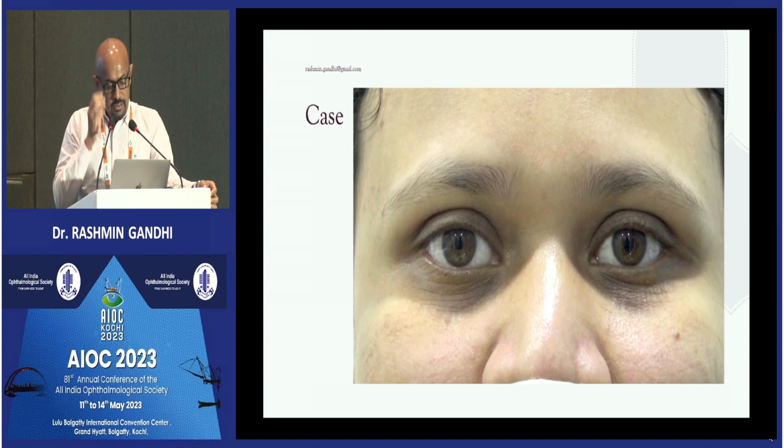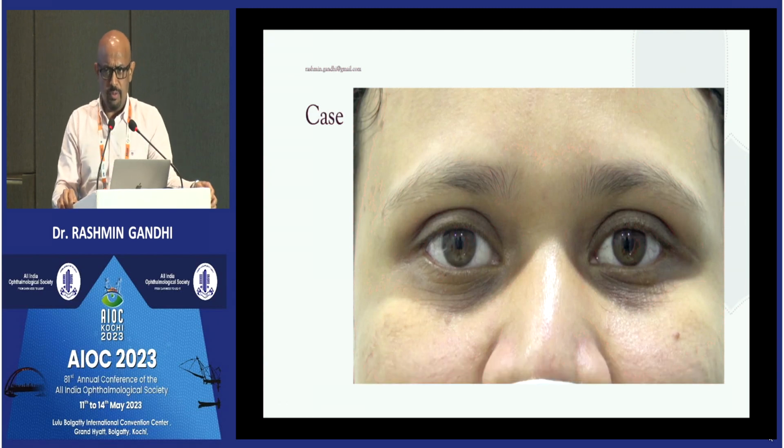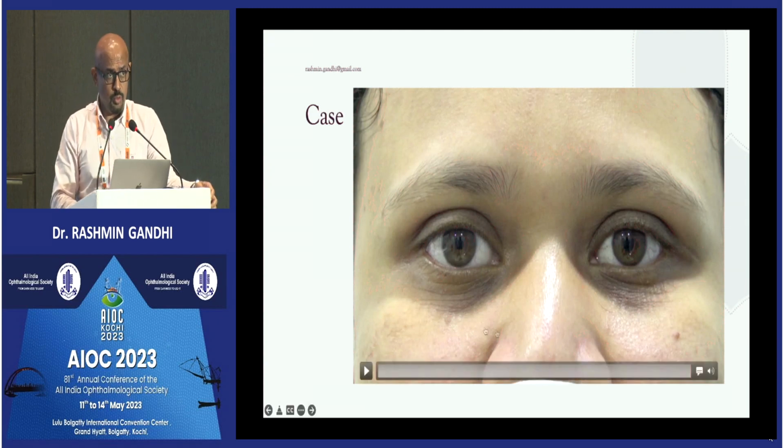Now, these are some of the other cases. A patient complaining of a near vision problem, a 40-year-old female, obviously in the presbyopic age group, so she was given glasses, but this is what she was having.